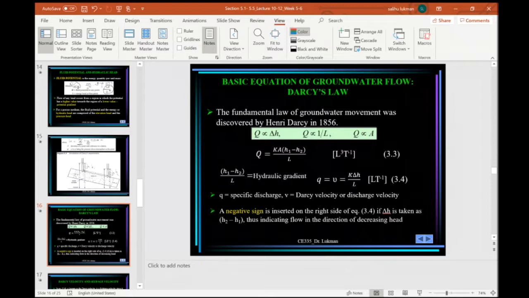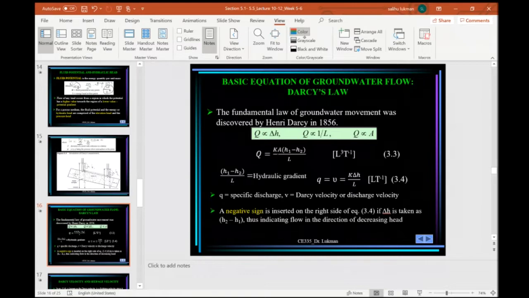Some texts may use minus. I'm going to explain that. (H1 minus H2) over L is the hydraulic gradient, and the flow rate per unit area is small q. When we divide capital Q by the area A, we get K delta H over L, which is also called specific discharge, seepage or Darcy velocity, or discharge velocity.